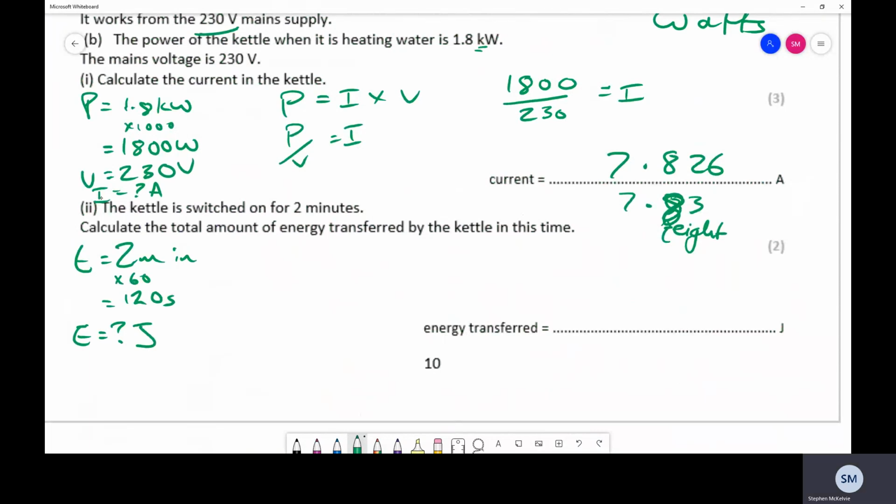Now, I've got voltage, I've got current. So I've actually got 2 options here. I can do energy is equal to voltage times current times time, or I can use P equals E divided by T, because if I multiply T times P, that will get me my energy as well. I'm going to go for the easier option, because power is 1,800 watts. So E equals 120 multiplied by 1,800.